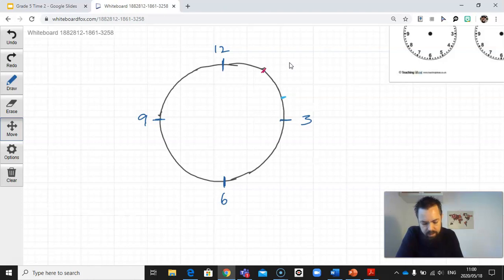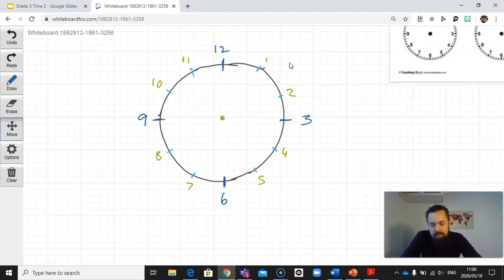Okay, so I haven't got it quite right. Let me go back a little bit further. So there we go, and there we go. So it's not a perfect system, but it gives you a rough idea. So again, I'm going to go there, and there, and there, and then I can put in the rest of my numbers: 1, 2, 4, 5, 7, 8, 10, and 11. And there's my rough clock with my middle over there. It's just a rough way of doing it, but it's good enough.